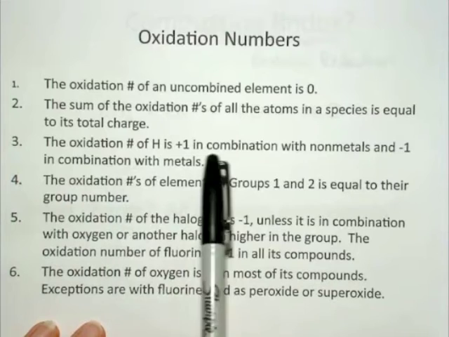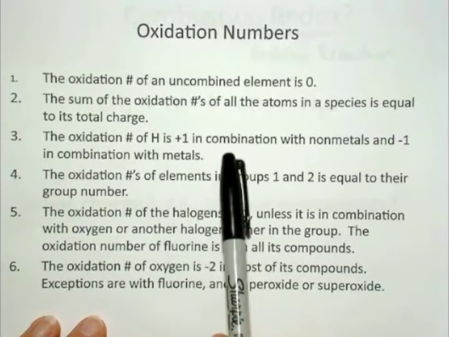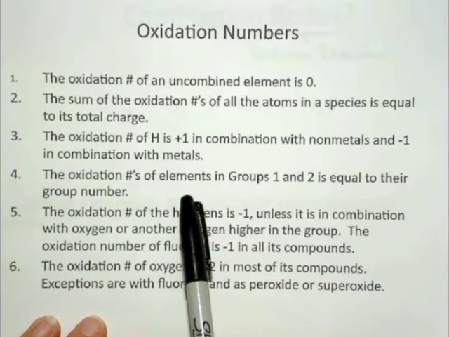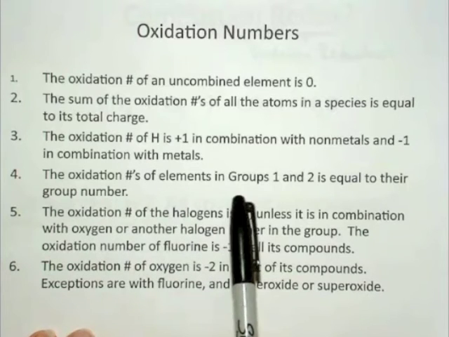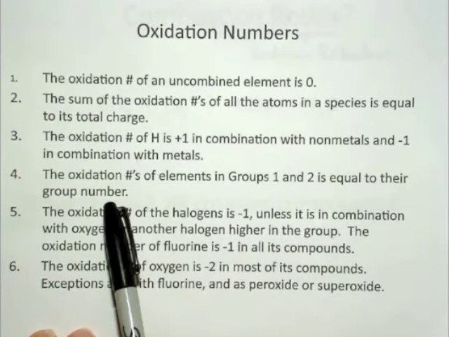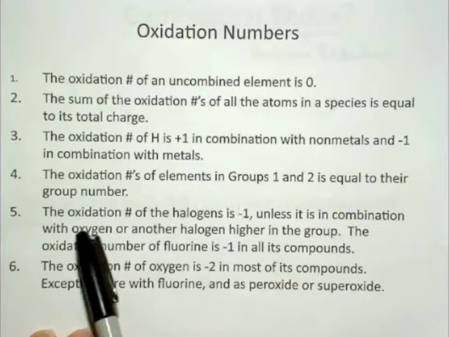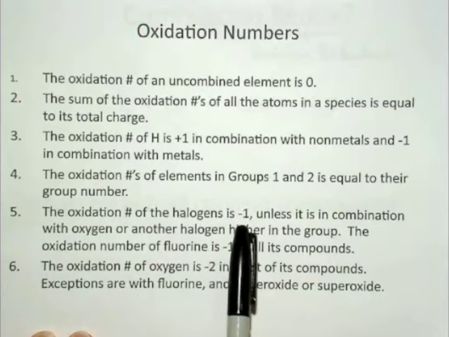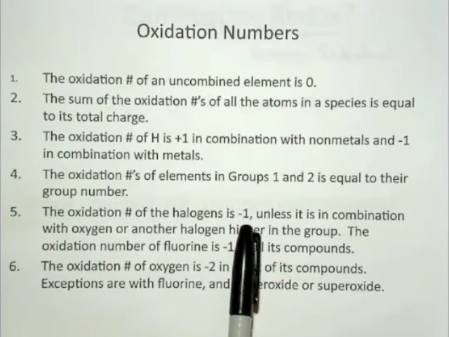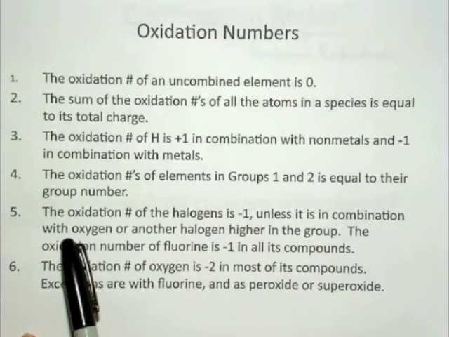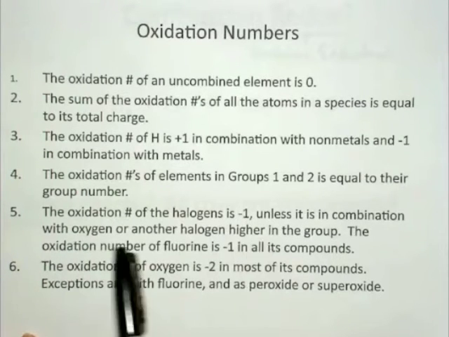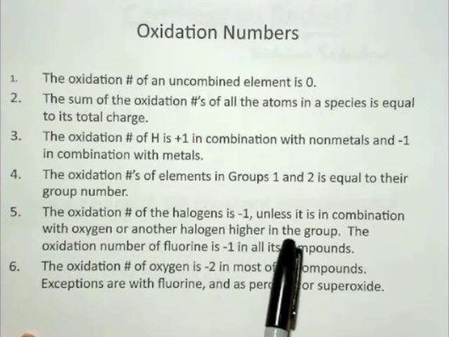That's just a rule that you need to remember that helps you assign the oxidation numbers on all the other species in a particular compound. The oxidation number of elements in group 1 and 2 is equal to their group number, which is the same as their charge. The oxidation number of halogens is -1, and in ionic compounds that's really always truly the charge, unless it's in combination with oxygen or another halogen higher in the group.